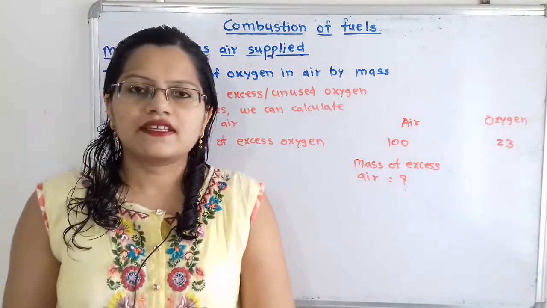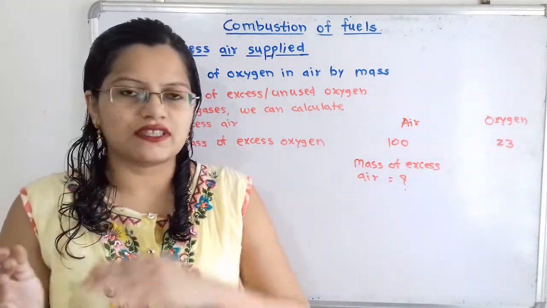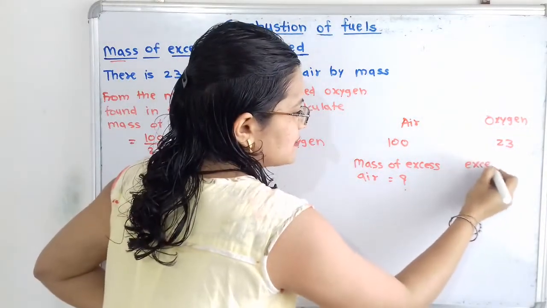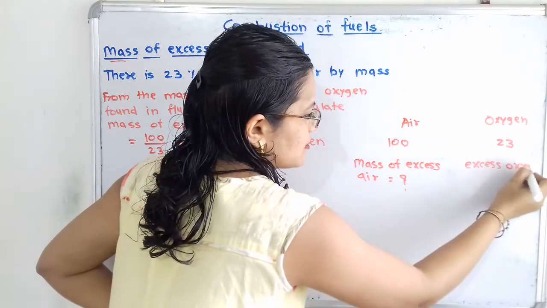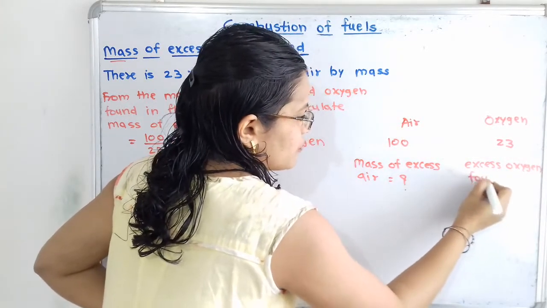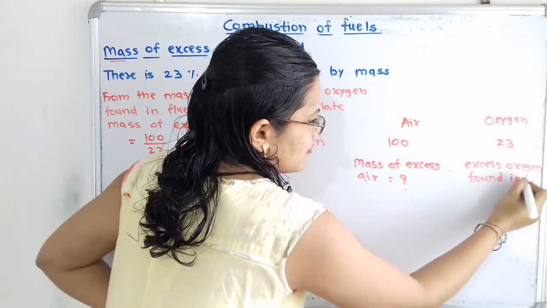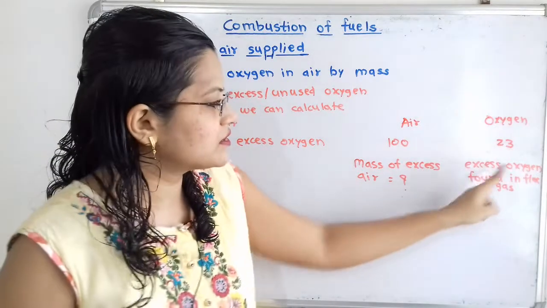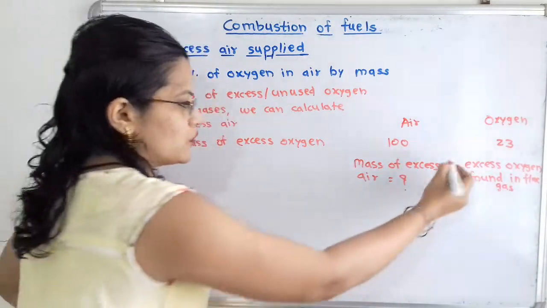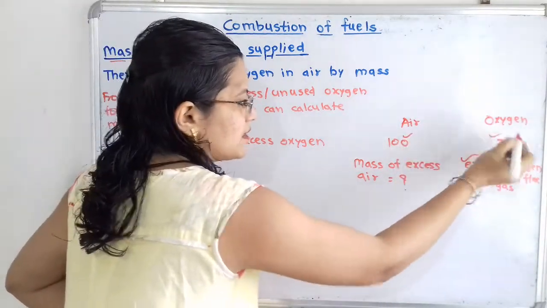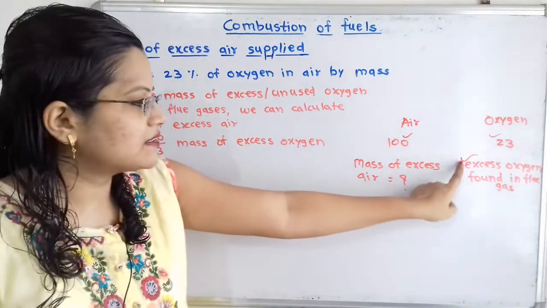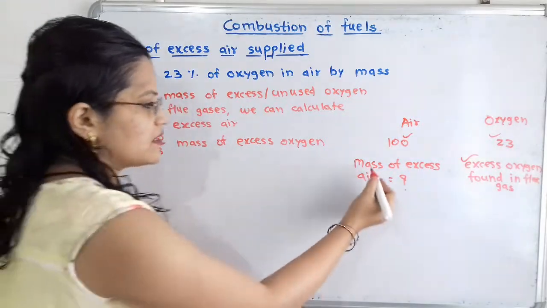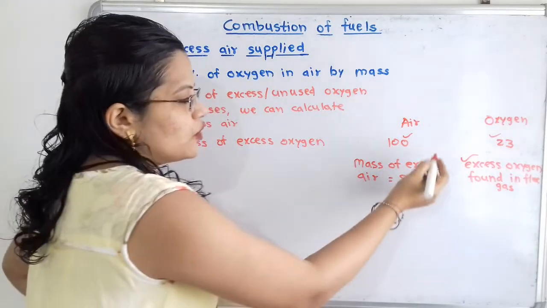But we know the amount of excess oxygen found in the flue gas. So here is the excess oxygen found in flue gas. If we observe, this excess oxygen found in flue gas is known. So these numbers 100 and 23 are fixed, and the excess oxygen found in flue gas is also known. Then how can we calculate the mass of excess air? It is very simple.